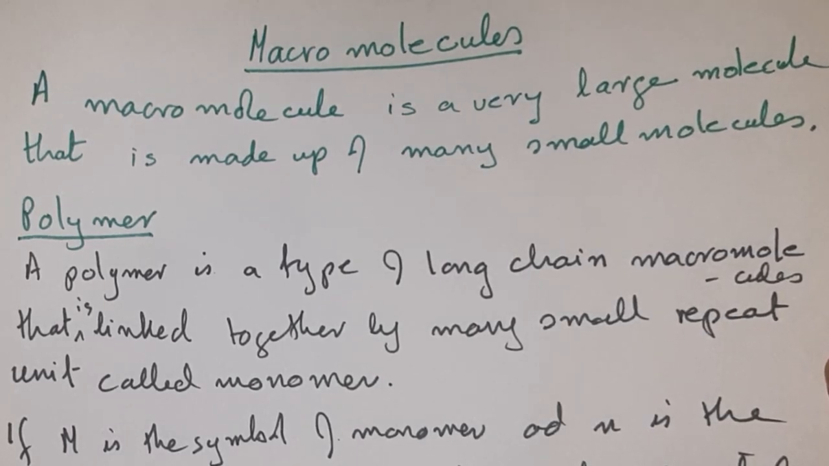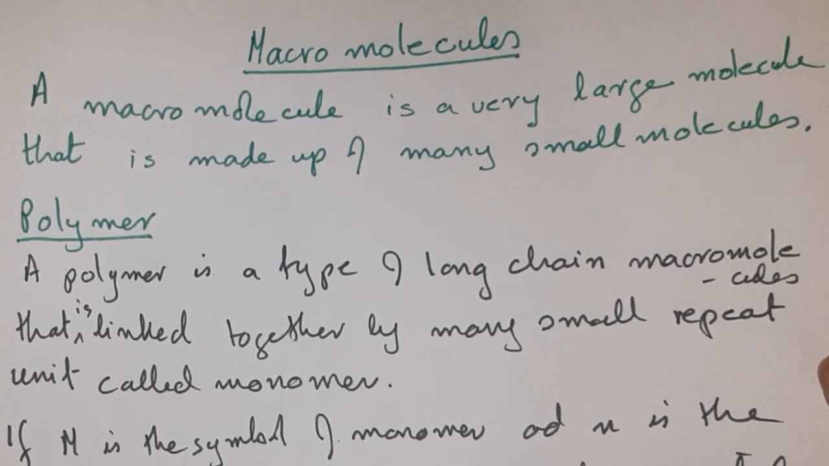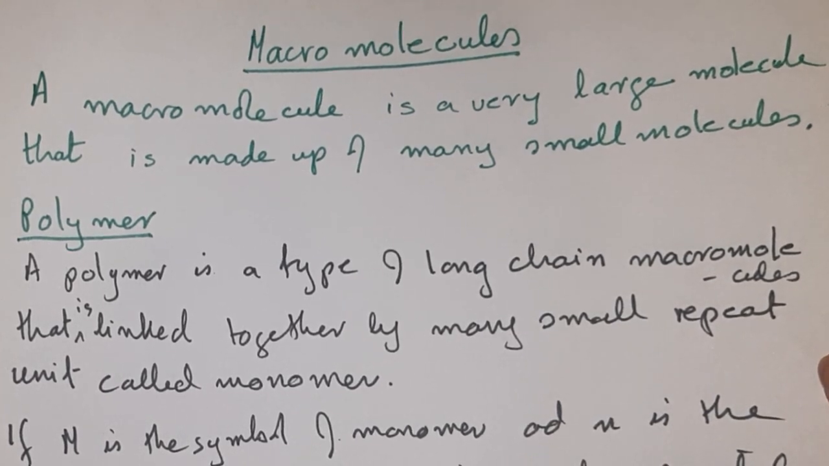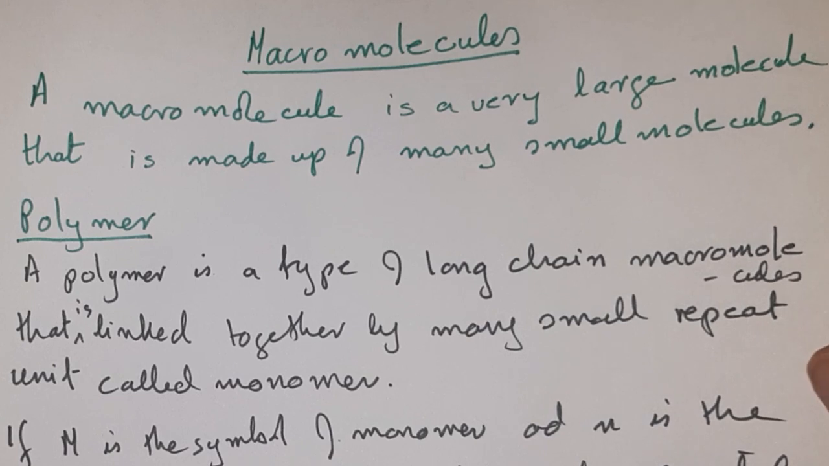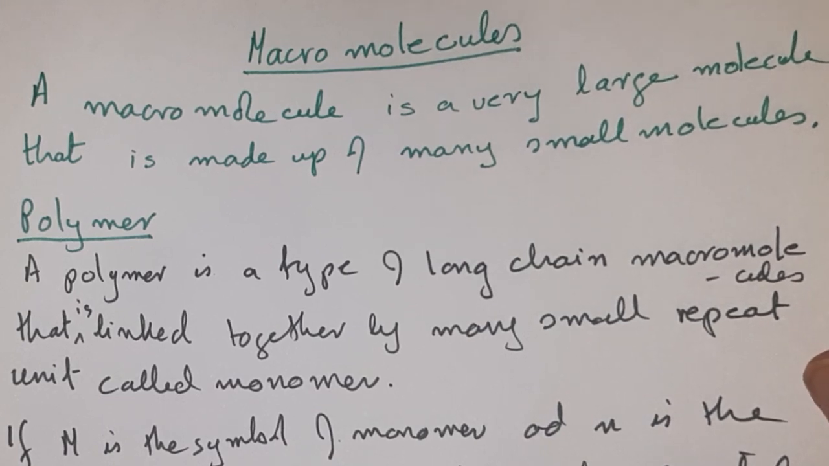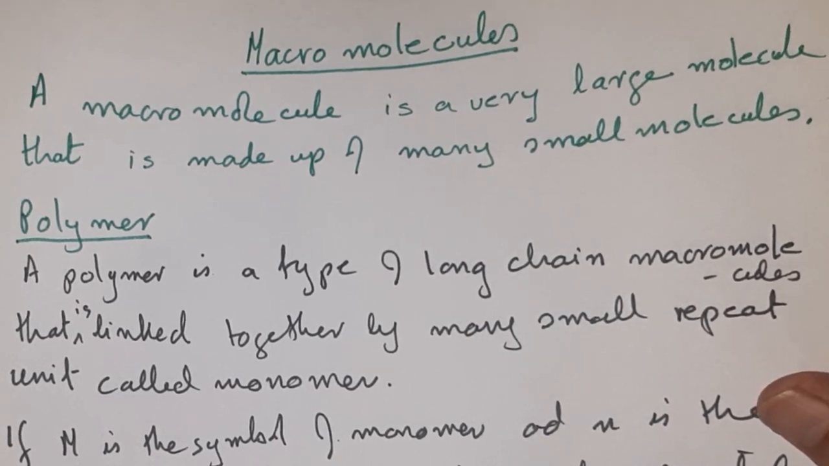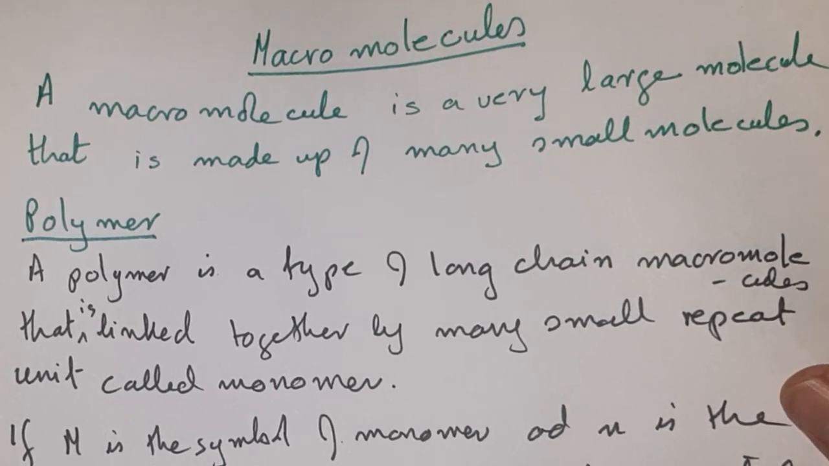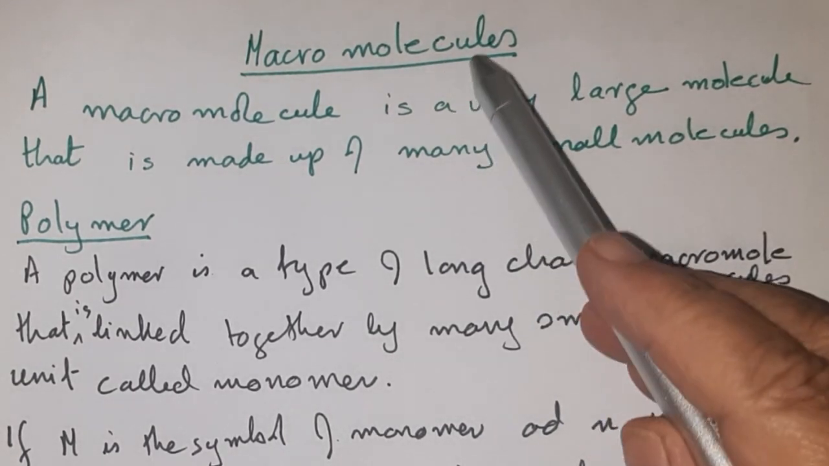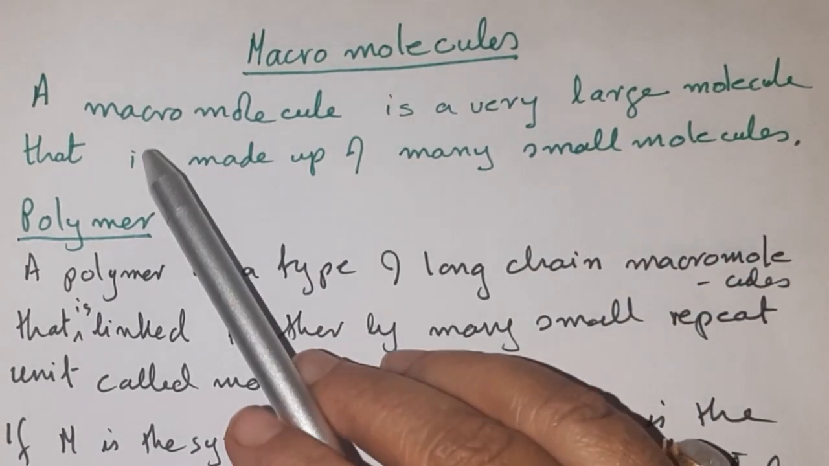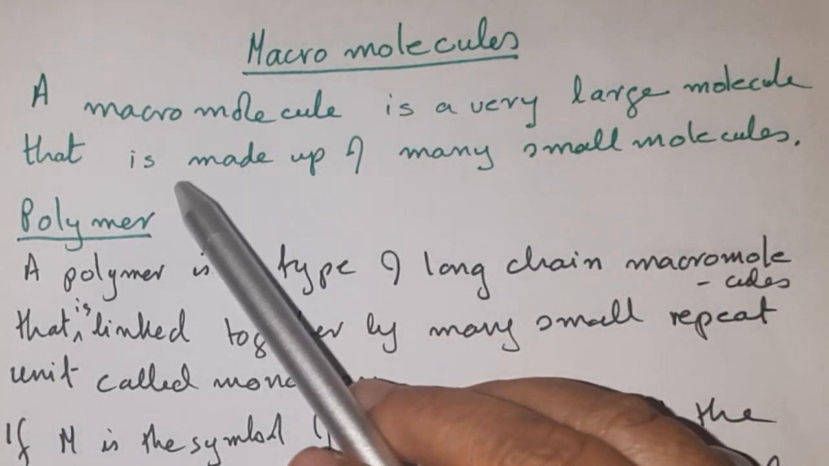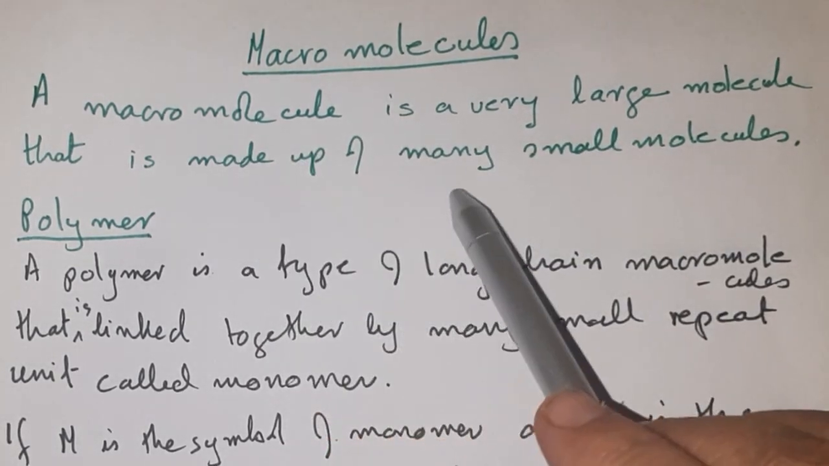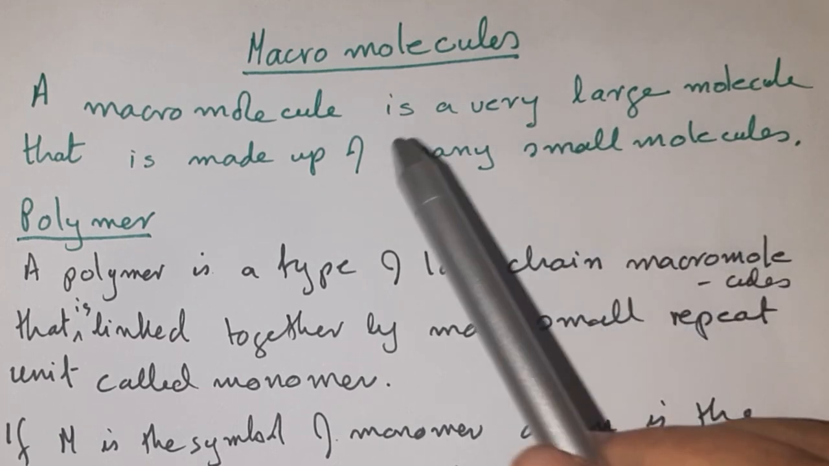Hello viewers, this is your chemistry teacher, and as you know I've been giving you the lecture on polymerization in organic chemistry of O levels. Now this is the topic of macromolecules. Now a macromolecule is a very large molecule that is made up of many small molecules.